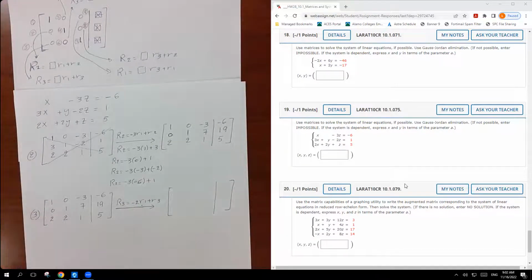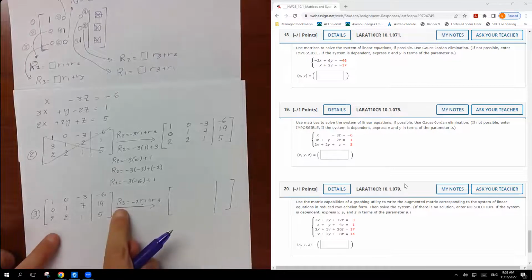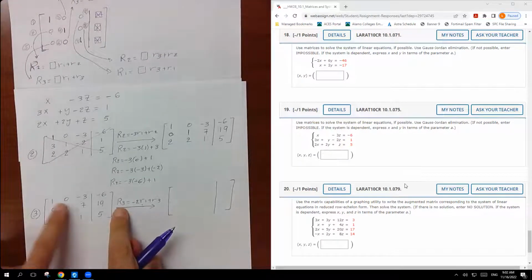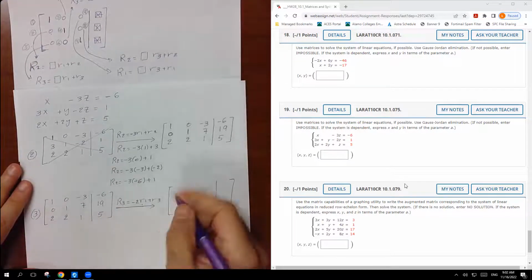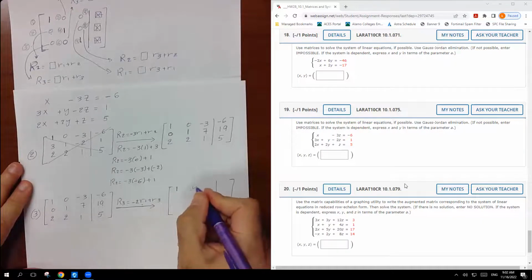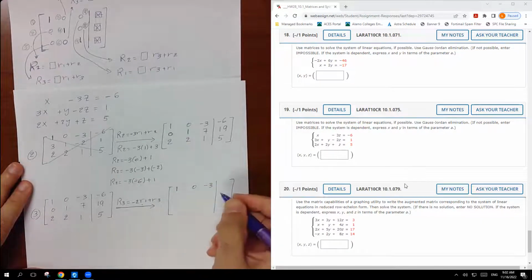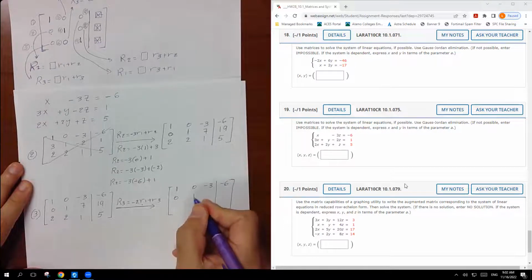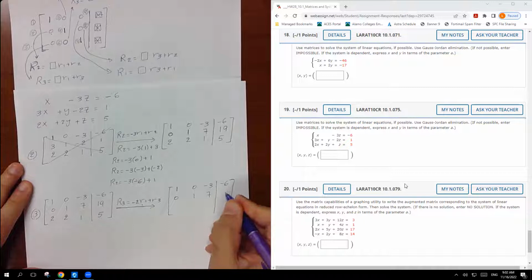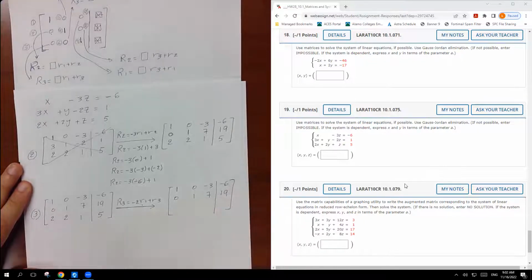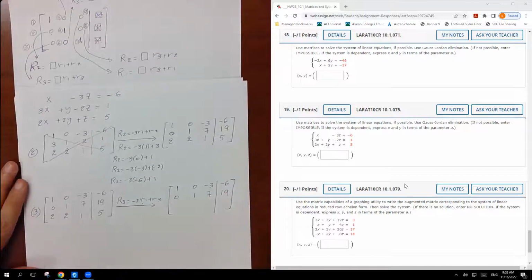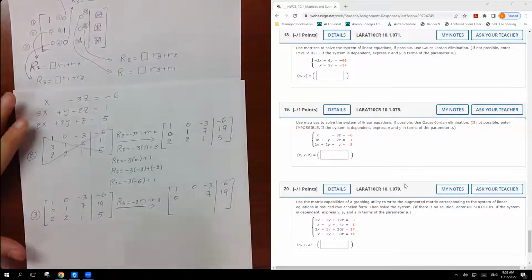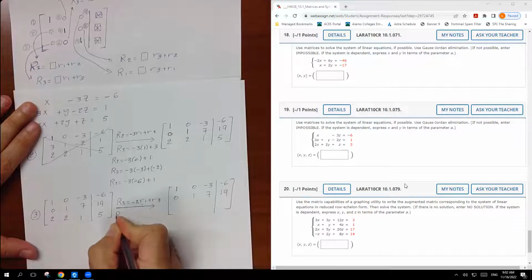So this is the step. The change is going to be on R3. That means R1 and R2 is going to be the same. 1, 0, -3, -6, and 0, 1, 7, 19. And then we need to get a new R3. So the first element in R3 is going to be equal.